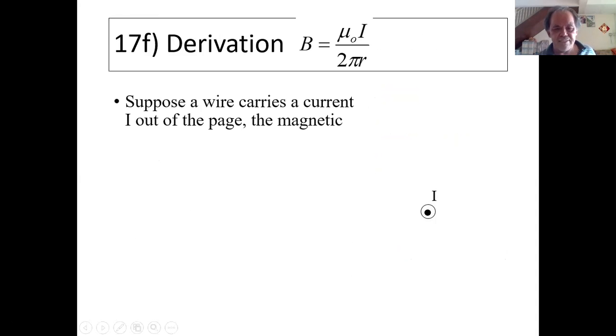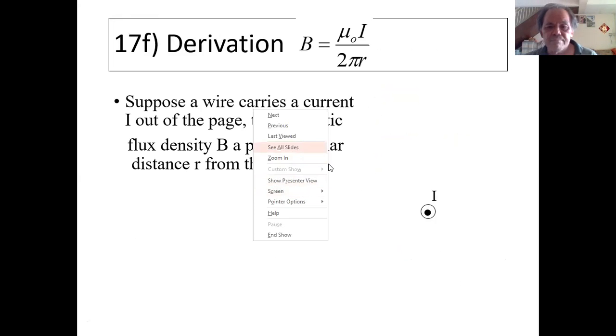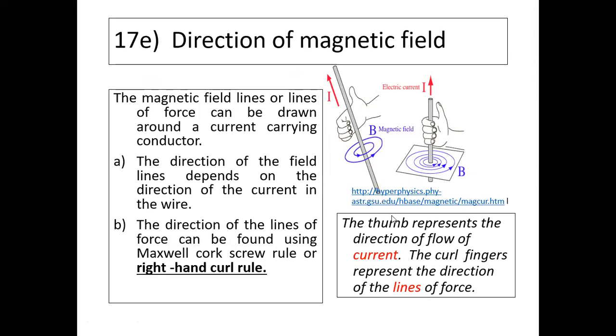Sorry, too fast. Okay, thumb represents the direction of current. That's your thumb, the direction of the current. You curve your fingers, so that represents the line of force. And the direction is the pointing of the fingers.